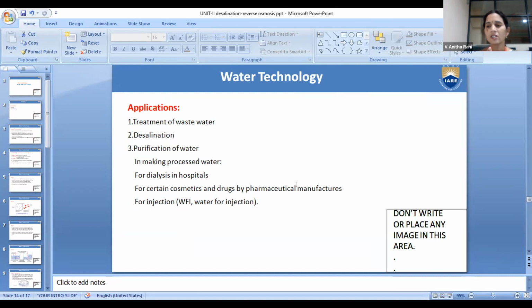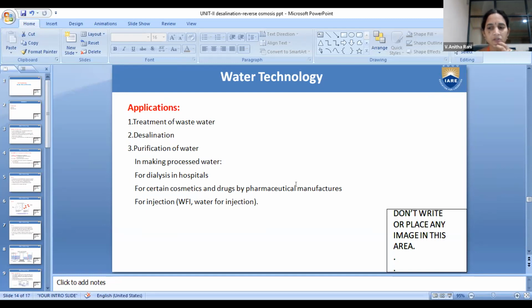Units of hardness, reverse osmosis. Those four are short answers. And three are lengthy questions: EDTA method, ion exchange process, potable water. These three are lengthy questions. Okay. So next, two types of problems. One is the hardness problem, one is the EDTA problem. So this is the second module.